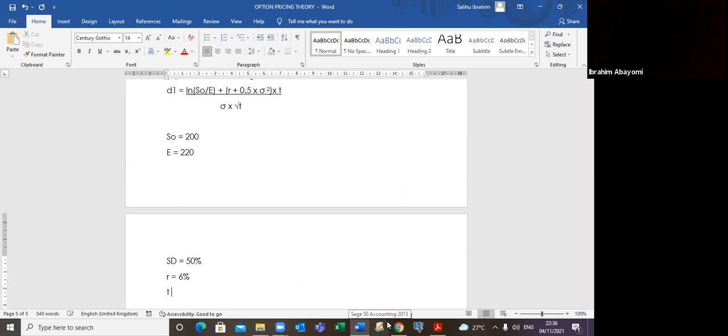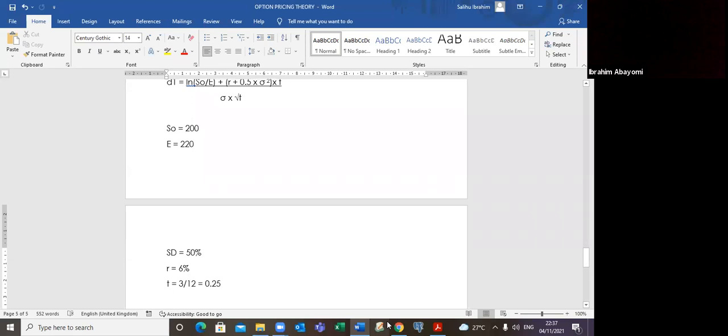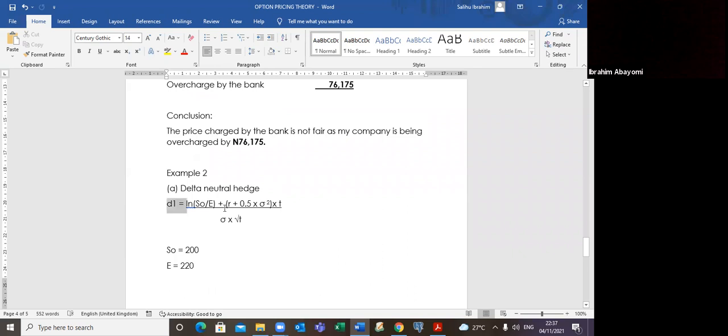Time to expiry, T, is 3 months. Don't forget, always express it in number of years. So it's 0.25. Don't forget to convert your period to years. If it is 1 year, use 1. If it is 3 months, take the proportion, please. So I will go and put this in the formula.